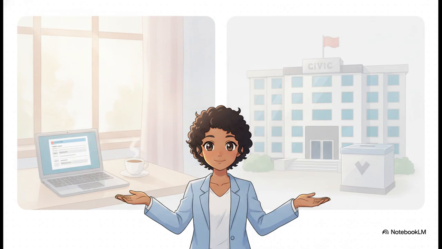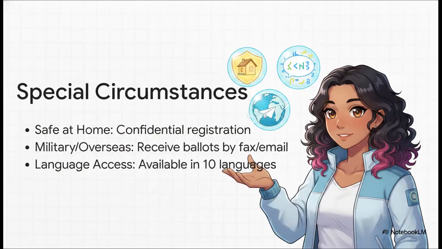You simply go in person to your county elections office, a polling place, or a vote center, and complete conditional voter registration. You'll fill out the registration and cast a provisional ballot right then and there. Once they verify your eligibility, your vote is officially counted. And there are a few more vital resources you should know about.